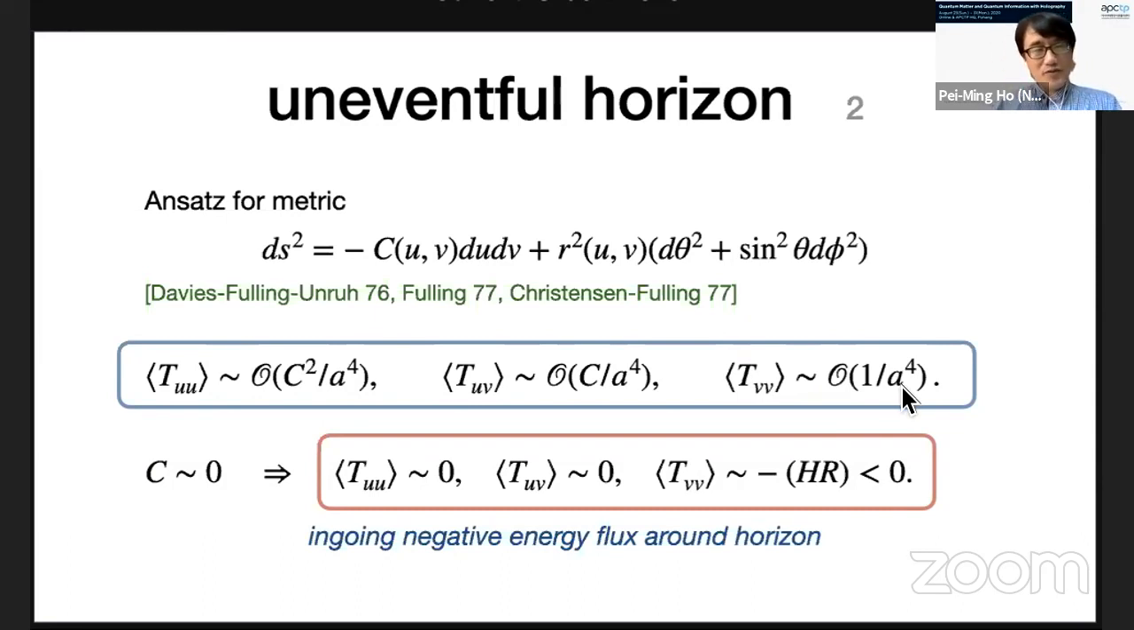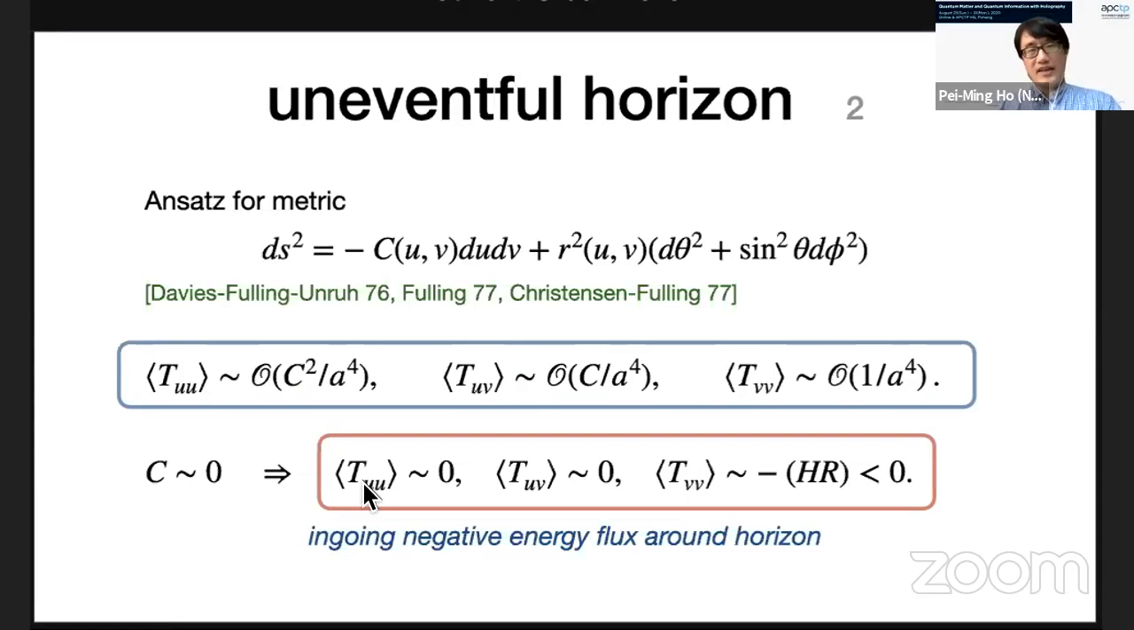So this is what people usually say, that for the conventional model, when you are around the horizon, this TUU, which represents outgoing energy flux, is 0. So you don't see outgoing energy flux. When you are freely falling through the horizon, you don't feel outgoing Hawking radiation coming at you at very high energy. There's no such thing.